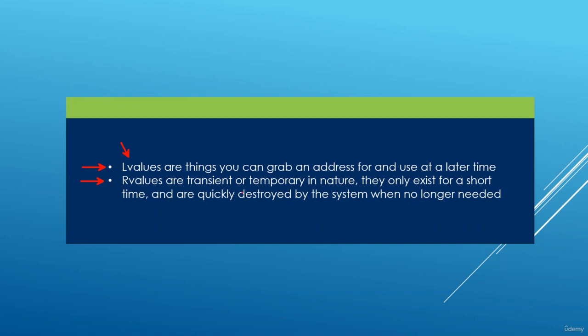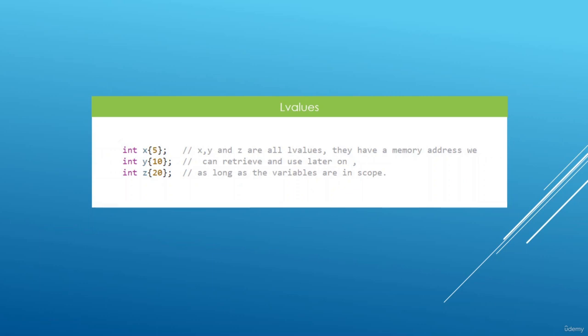And Rvalues are temporary in nature in that they only exist for a short time, and as long as they are no longer needed, the compiler is just going to destroy them. So keep this in mind. Lvalues live for a long time throughout your program as long as they are in scope, and Rvalues are only meant to live for a short time. So let's look at a few examples.